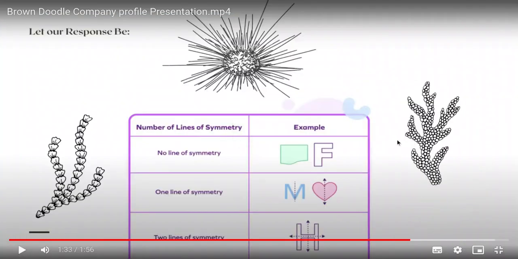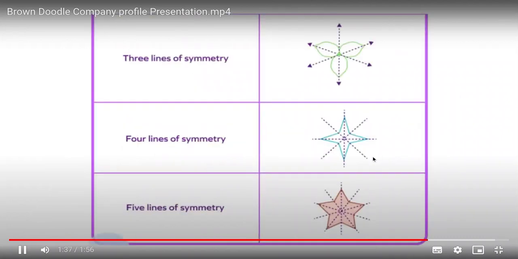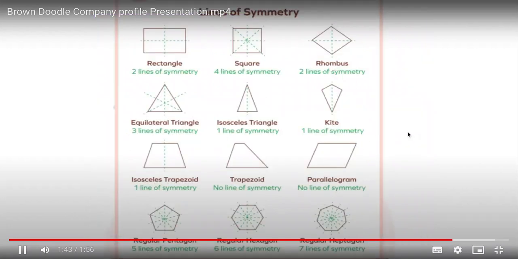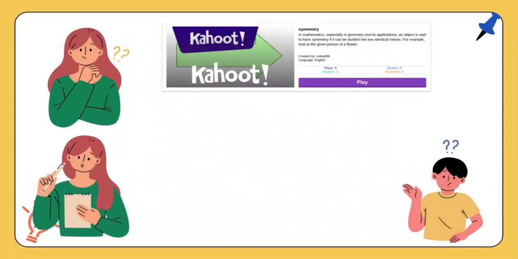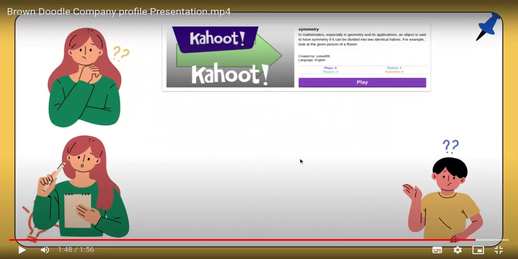Then I provide two or three lines of symmetry, which have already been told by Shivali. Then I move a little bit further. In that, I ask about four lines of symmetry and five lines of symmetry. I give them examples of a star and other figures, so that they get to know that there can be more than two lines of symmetry: three, four, and five.